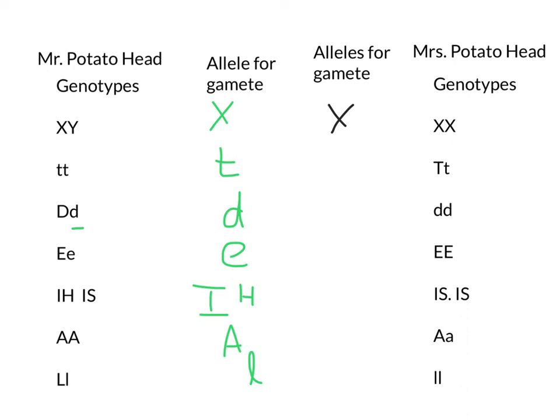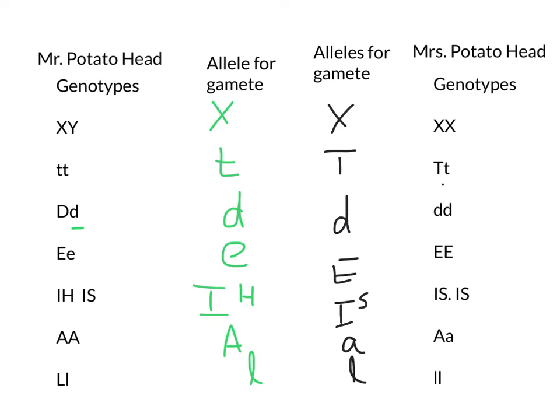For the second allele, I'll have to flip the coin. After flipping, I got a heads, which means that she will donate the left hand allele, which is a capital T. The next 3 traits are all homozygous, meaning that she will just give a little d, a big E, and the I S. I'll have to flip again for the second to last one. I flipped and got tails, so a little a, and the last one is homozygous again.